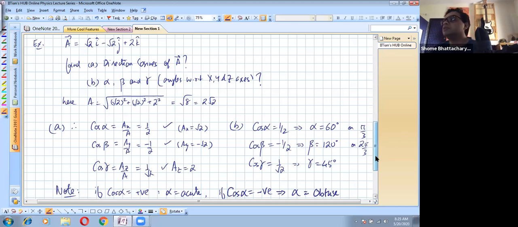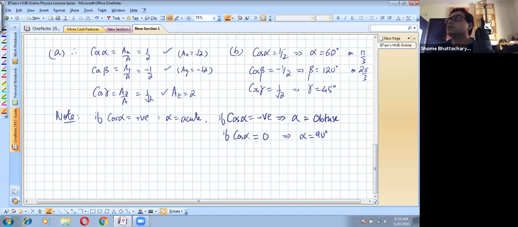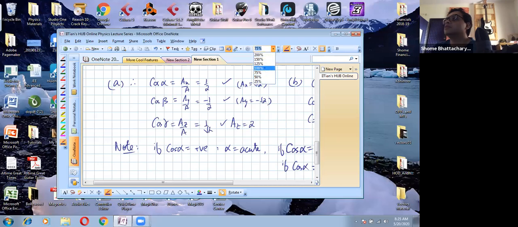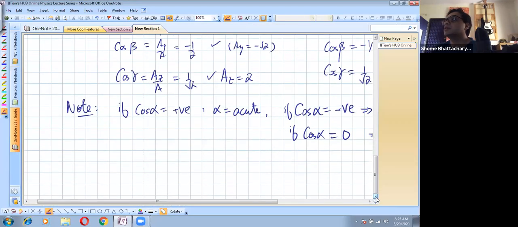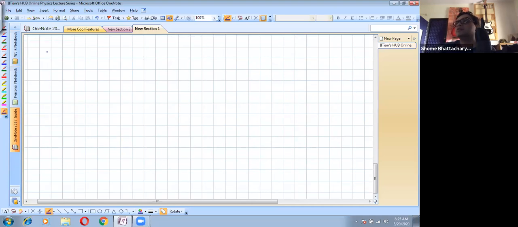So what this will mean in terms of a diagram also we will interpret. But before that, let us also look at another couple of questions and see how it makes sense. Now similarly, find direction cosines and alpha, beta, gamma for the following vectors.